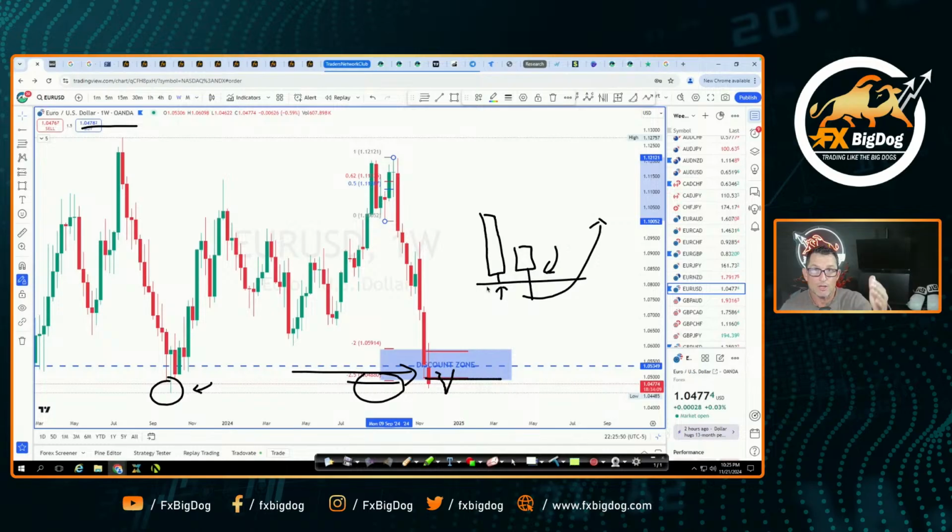Now, if you ask me, Big Dog, where could it go to if it's going to retrace? Well, trade is simple. There are four reasons why the market moves. If we see some sort of a reversal, price is going to hunt for liquidity, it's going to create liquidity, and it's going to rebalance equilibrium and rebalance inefficiency.